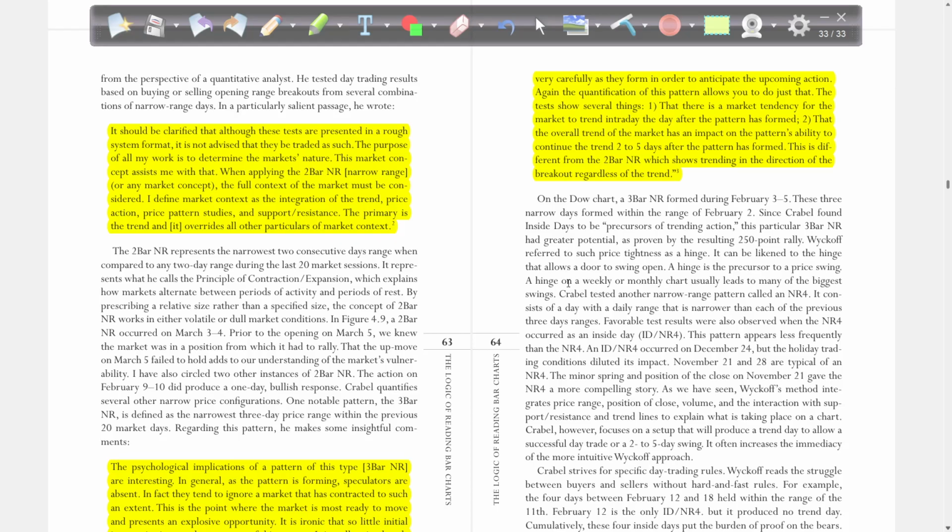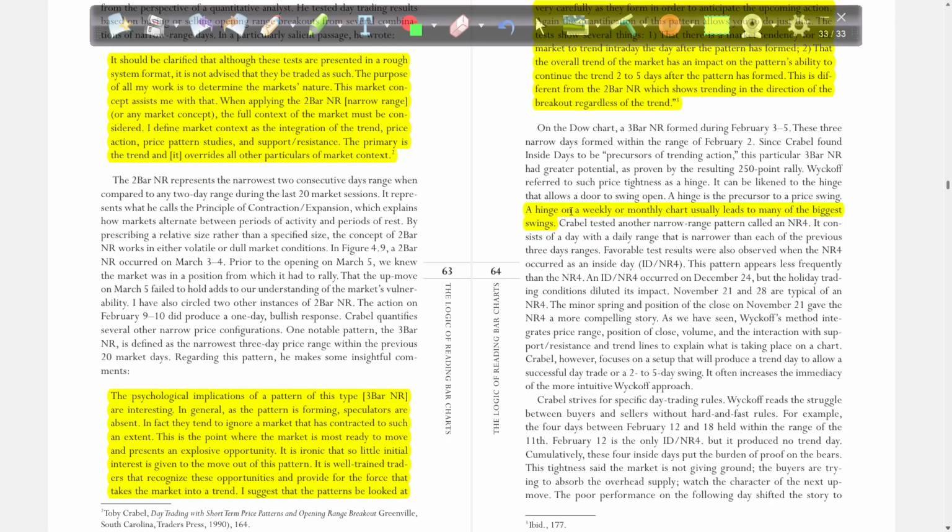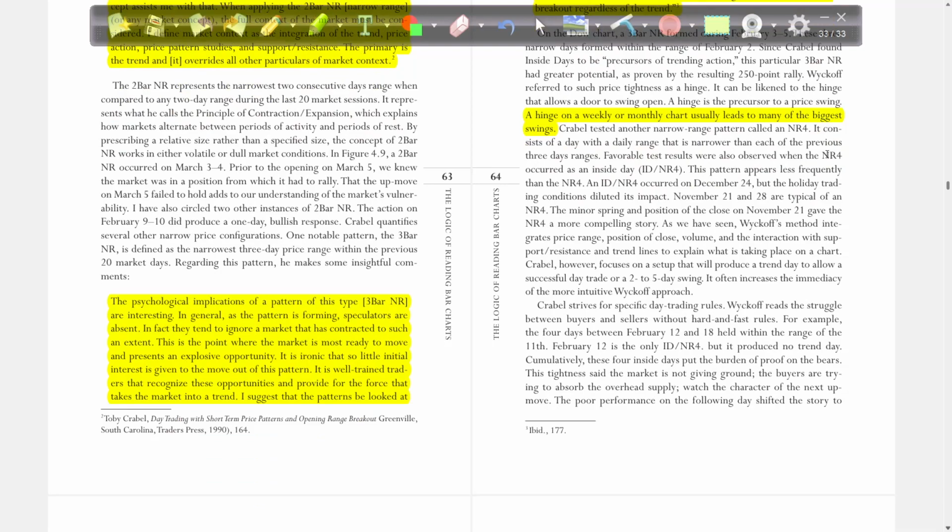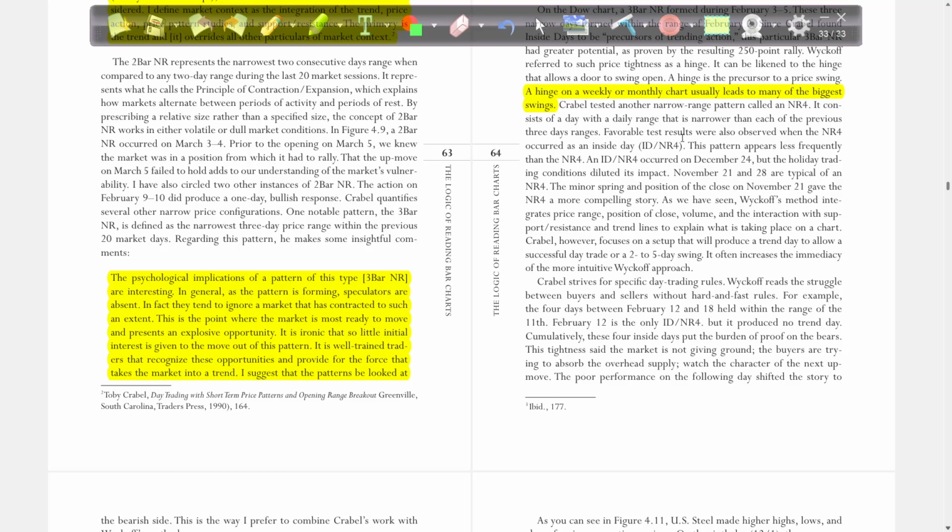A hinge on a weekly or monthly chart usually leads to many of the biggest swings. Crabtree tested another narrow range pattern called a narrow range 4. It consists of a day with a daily range that is narrower than each of the previous 3 days' ranges. Favorable test results were also observed when the narrow range 4 occurred as an inside day.